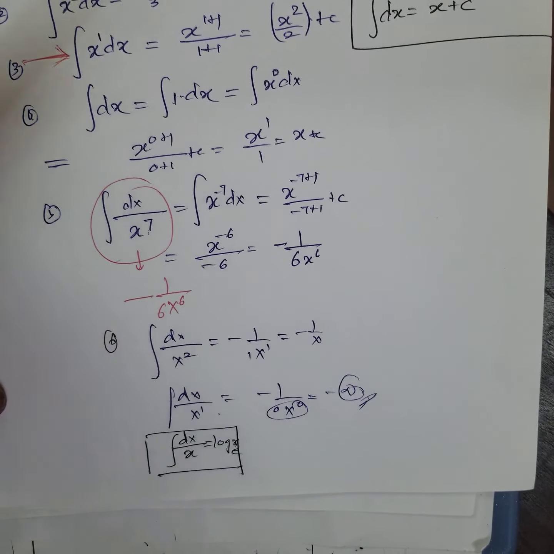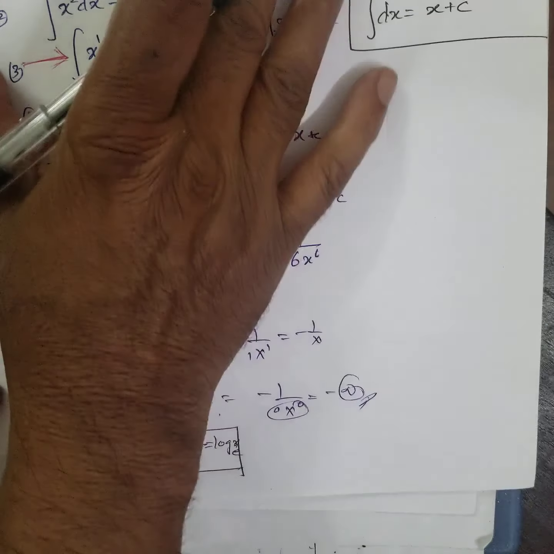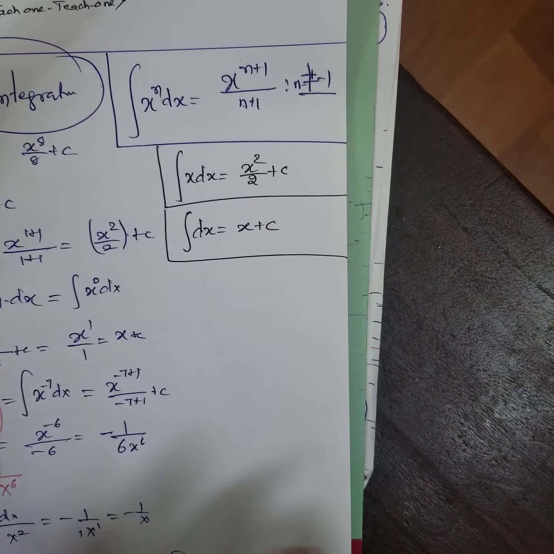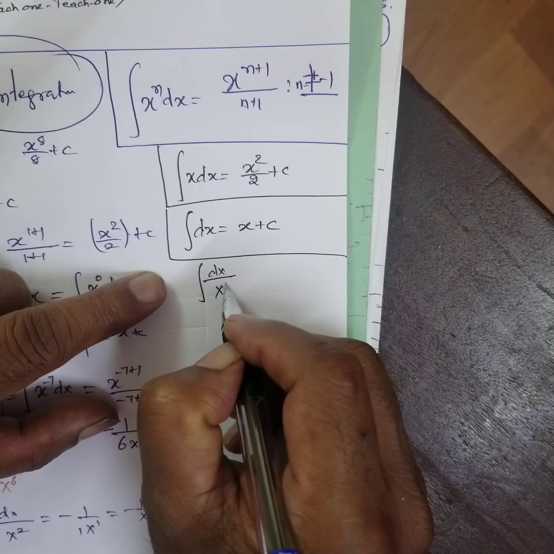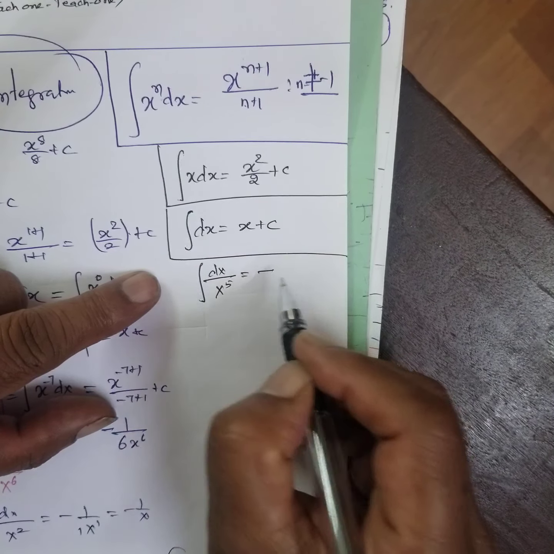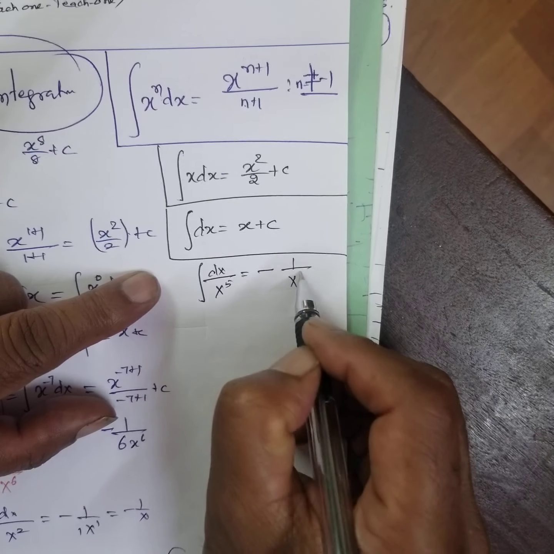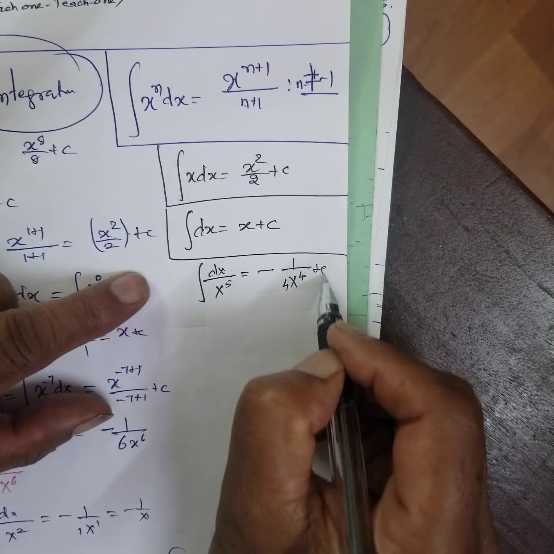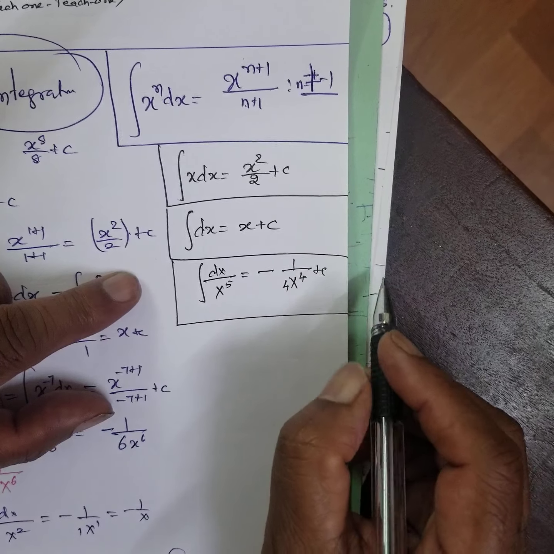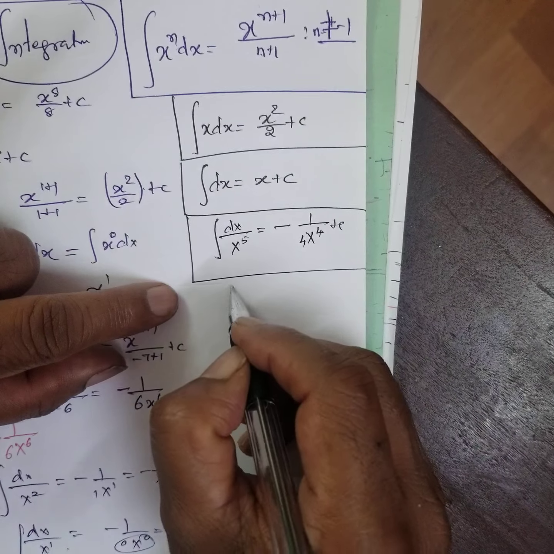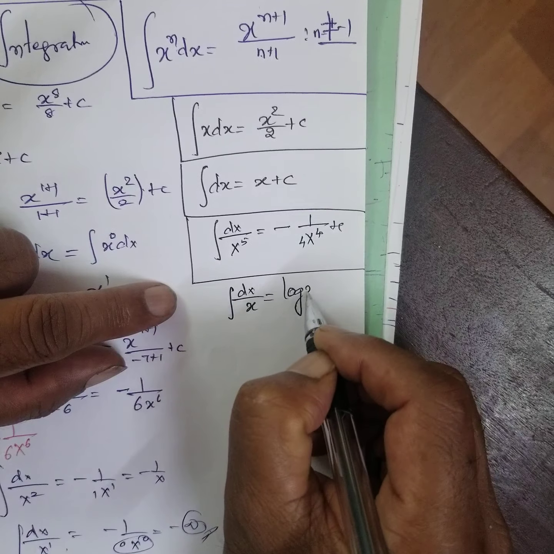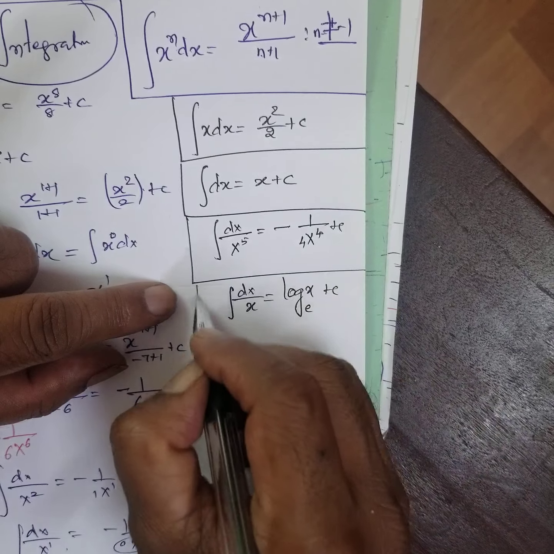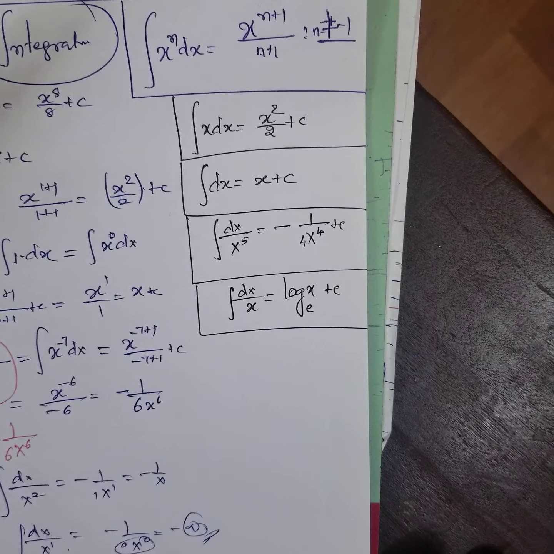Now, you have learned this in the regular class, but I am only introducing it here. Integration of dx by x to the power of say 5. What do you have to write? Change the sign, decrease the power, multiply by the decreased power. Then integration of dx by x is equal to log x plus c. Right?